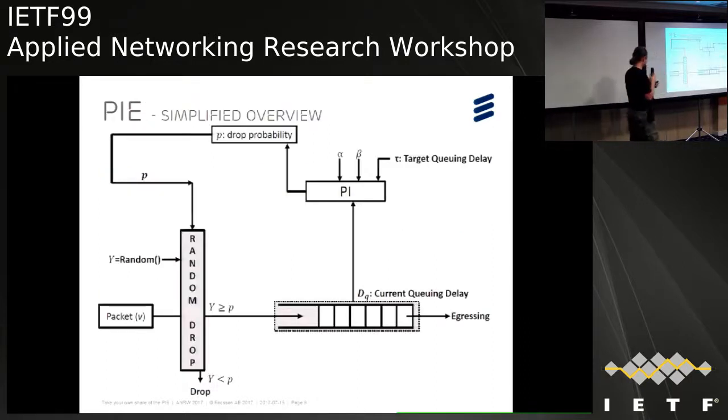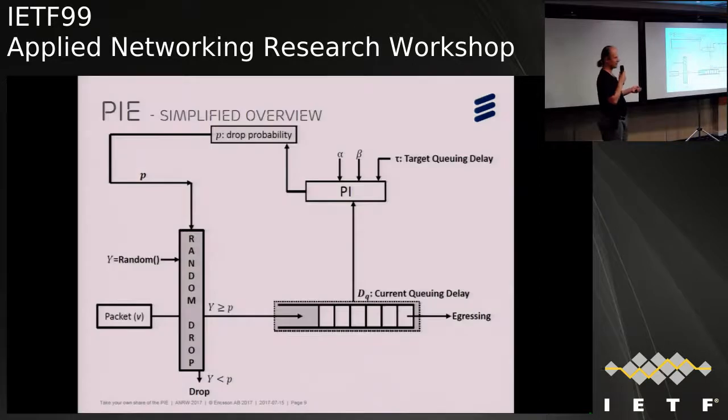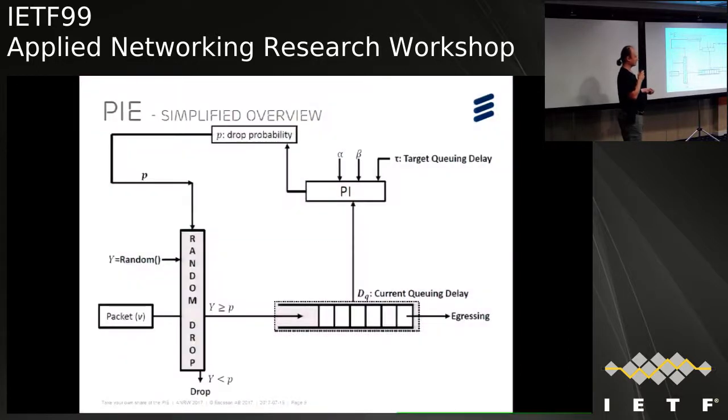So what is PI doing? PI is basically having a controller, having a current queuing delay and the target queuing delay, and using a controller to control a drop probability for the incoming packets. For each incoming packet, a random number is generated, and if it is smaller than the drop probability, then that packet is dropped. And thereby, it maintains the target delay and the given queue length. It's quite well published in the literature. There are improvements to it as well.